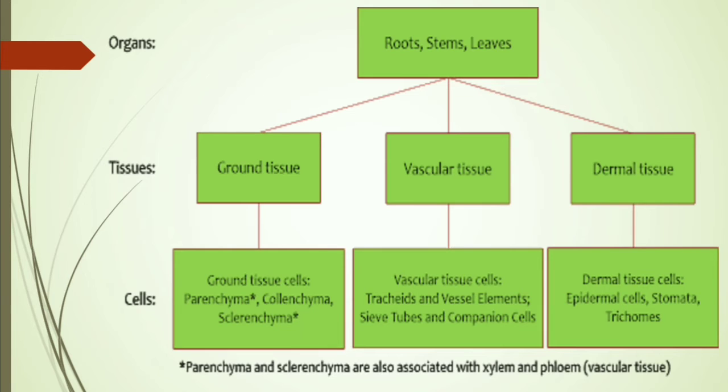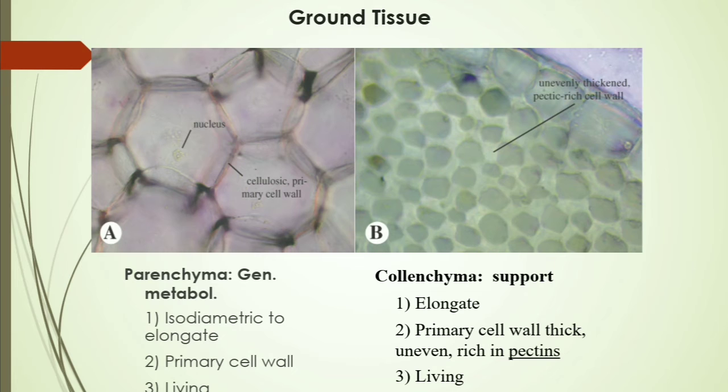Now the ground tissue cells, parenchyma and sclerenchyma, are also associated with xylem and phloem. Ground tissue, that is parenchyma and collenchyma. Parenchyma for general metabolism and collenchyma for providing support. Parenchyma has isodiametric to elongate cells. In collenchyma, the cells are elongate.